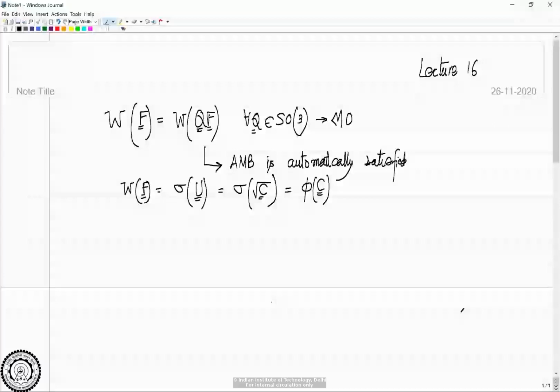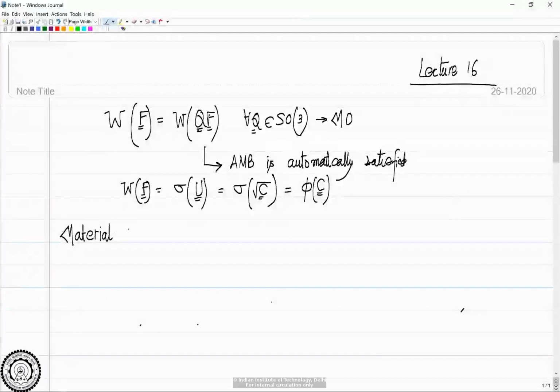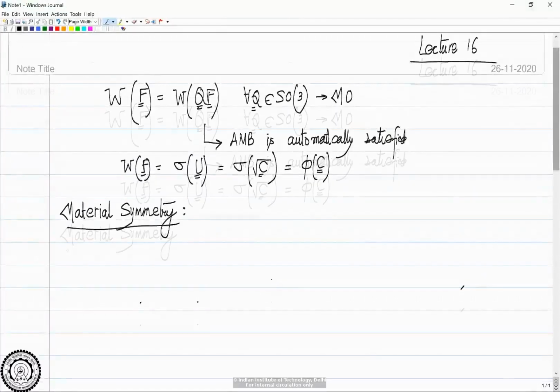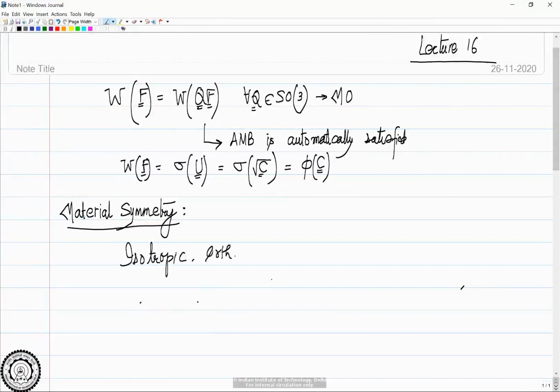So we are today going to learn another very important topic, which is called material symmetry. And I don't think you will really do this in your continuum mechanics course. You have learned, for example, there are materials which are isotropic, then you have materials which are orthotropic, right? You have heard about them. Similarly, you can have transversely isotropic material. So what exactly are they?